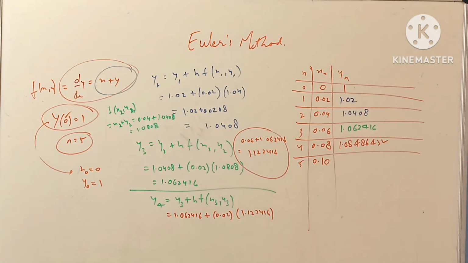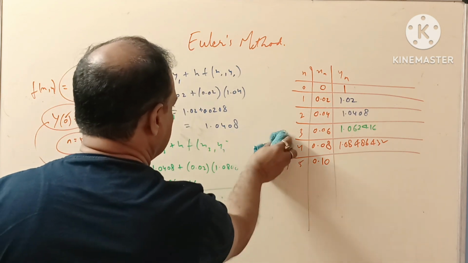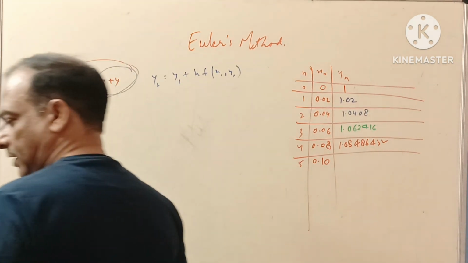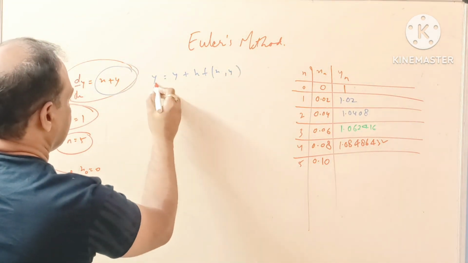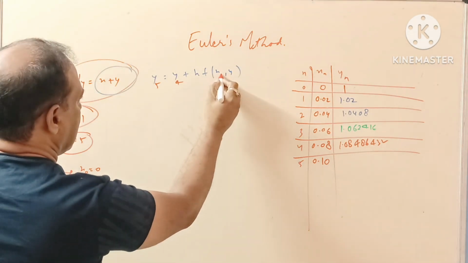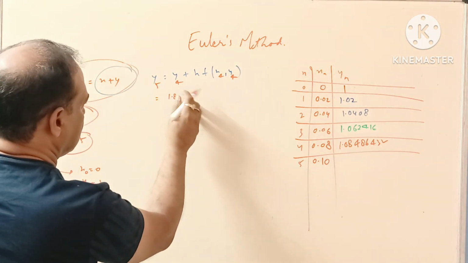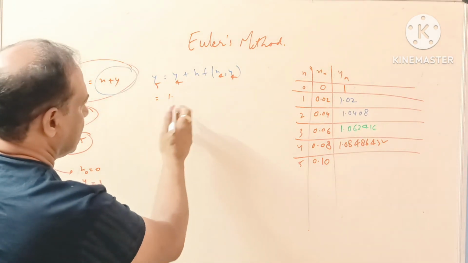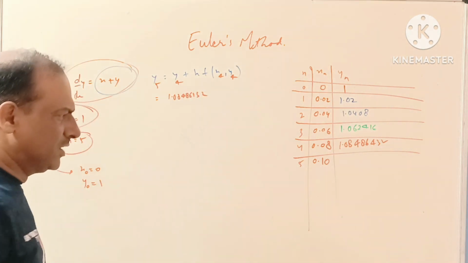Okay, I think up till here this is clear to you. Now we have to find out the value for y5. This is the formula: y5 is equal to y4 plus h f(x4, y4). Now the value of y4 is 1.08486432.